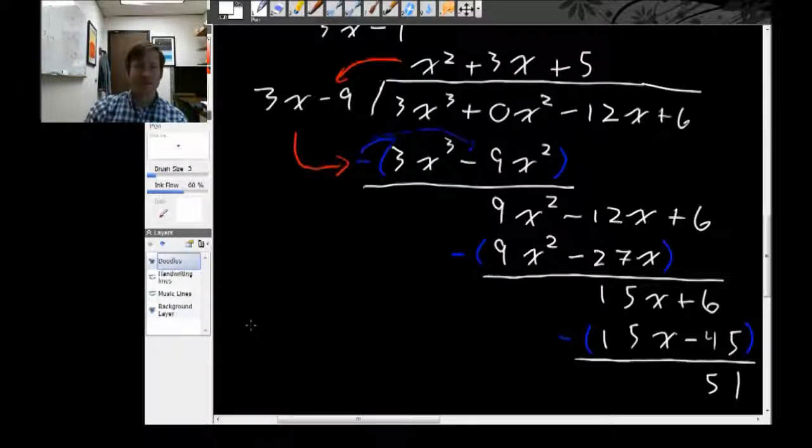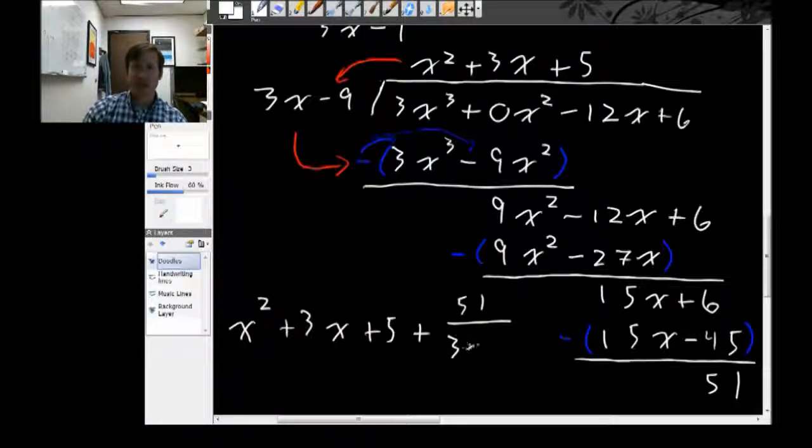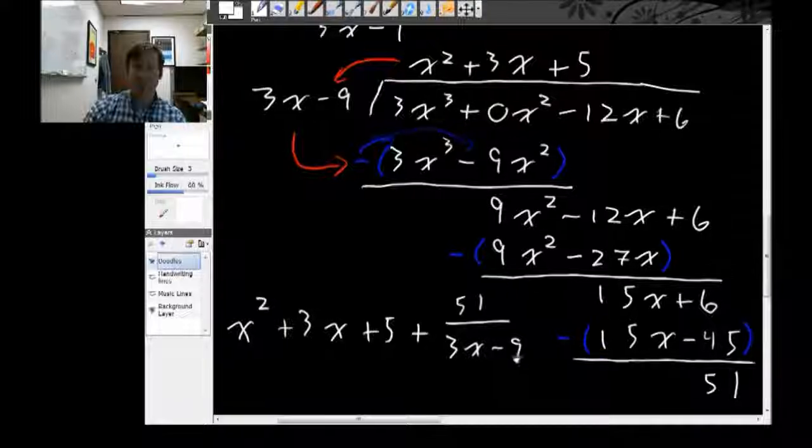So our final answer is the quotient, x squared plus 3x plus 5, plus the remainder, which is 51, over the divisor, which is 3x minus 9.